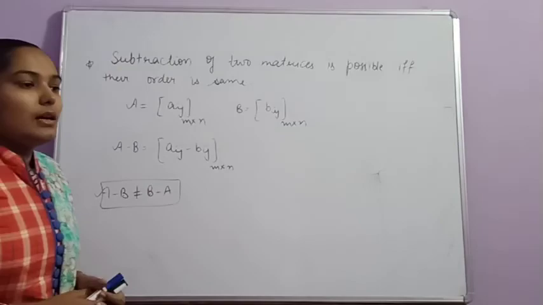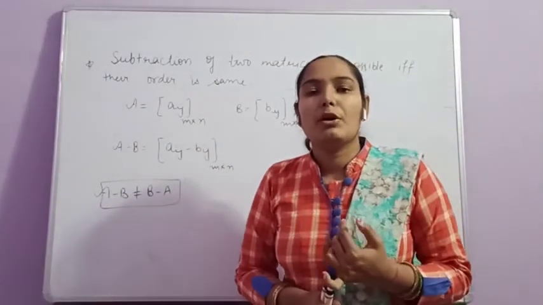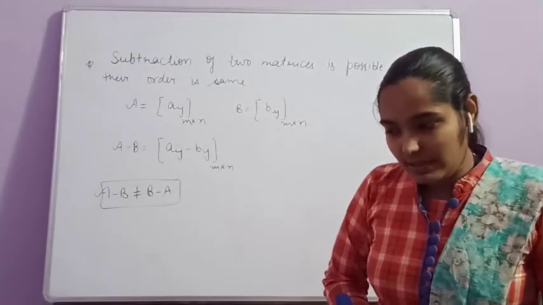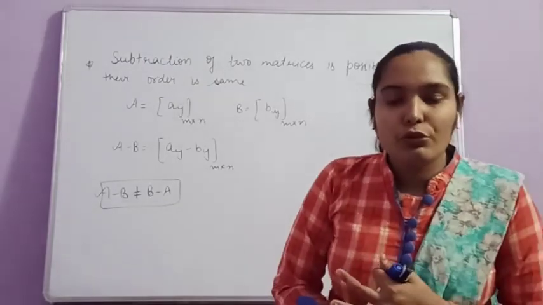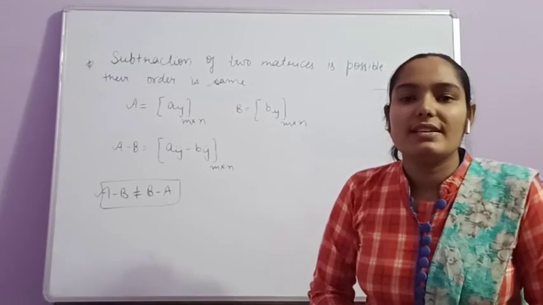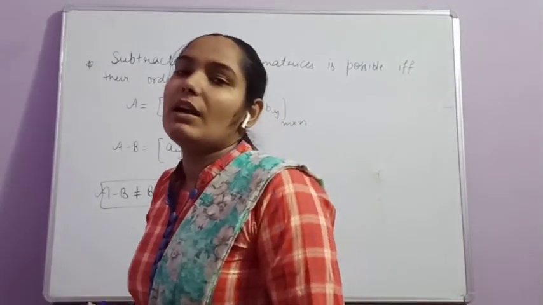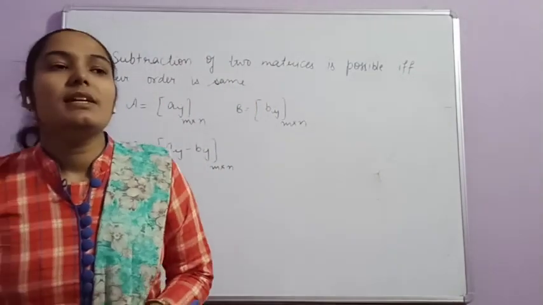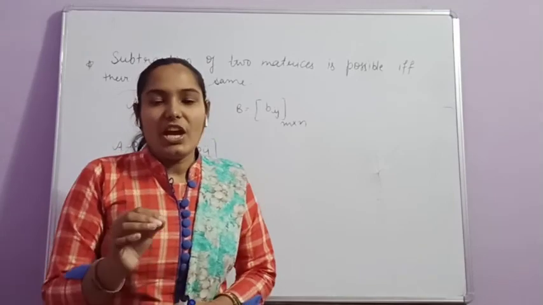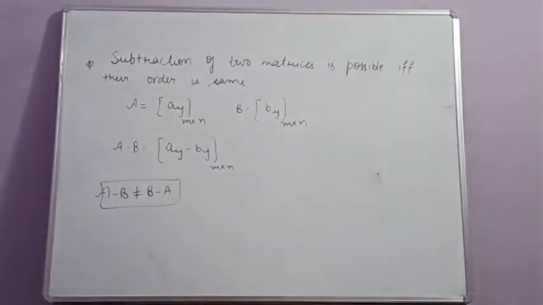Today we discussed how we can find the minimum number of zeros in a triangular matrix, the minimum number of zeros in a diagonal matrix, and the maximum number of zeros in a diagonal matrix. Next was equality of two matrices. Next was addition or subtraction of two matrices. And the next topic was scalar multiplication of a matrix. It means if we multiply any matrix by any scalar, then we multiply each and every element of that matrix by that scalar. Clear?